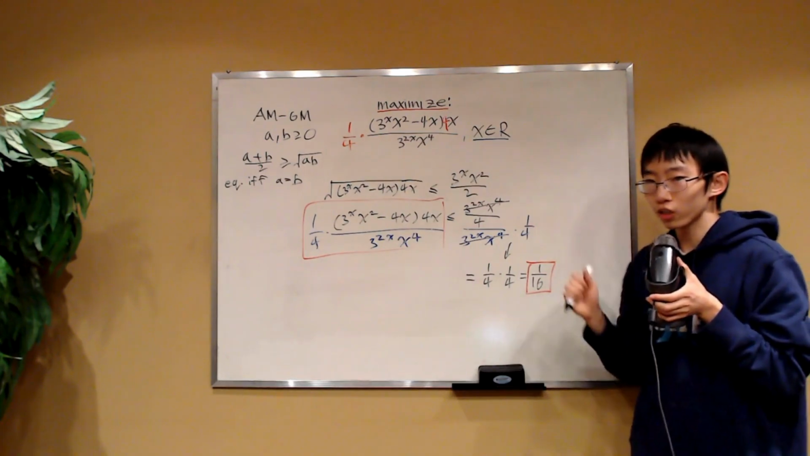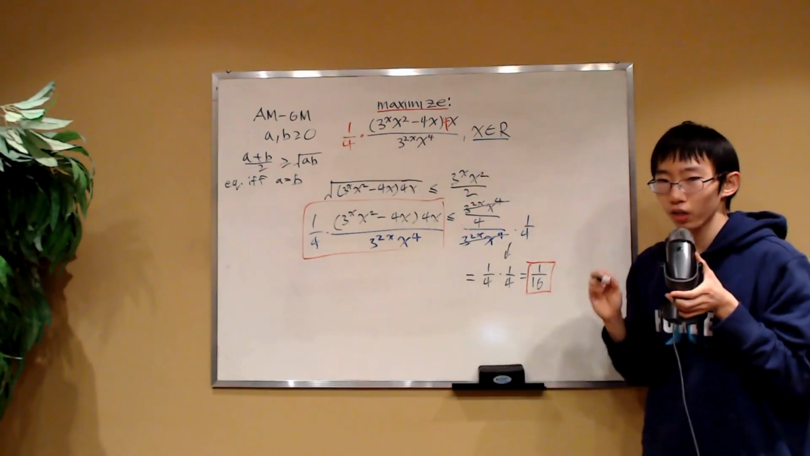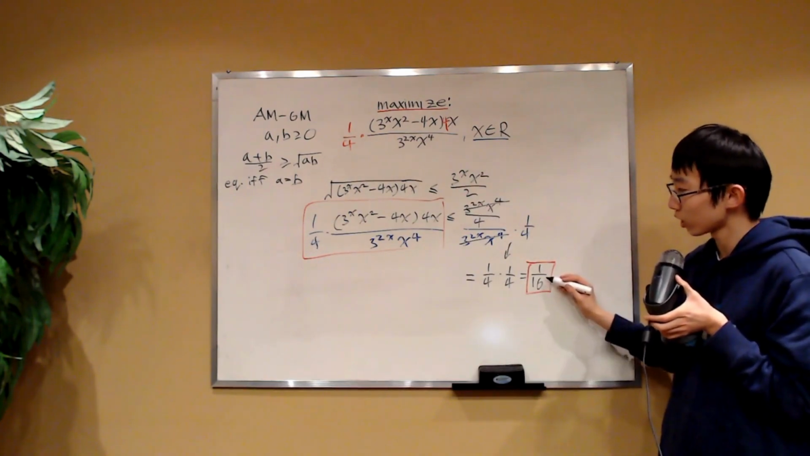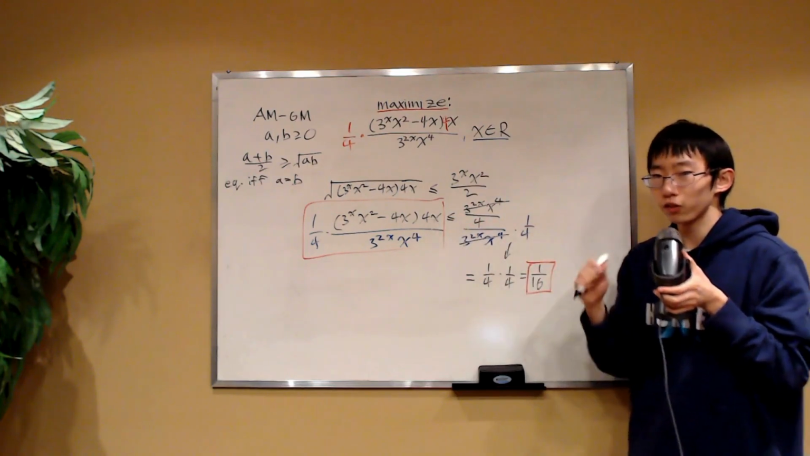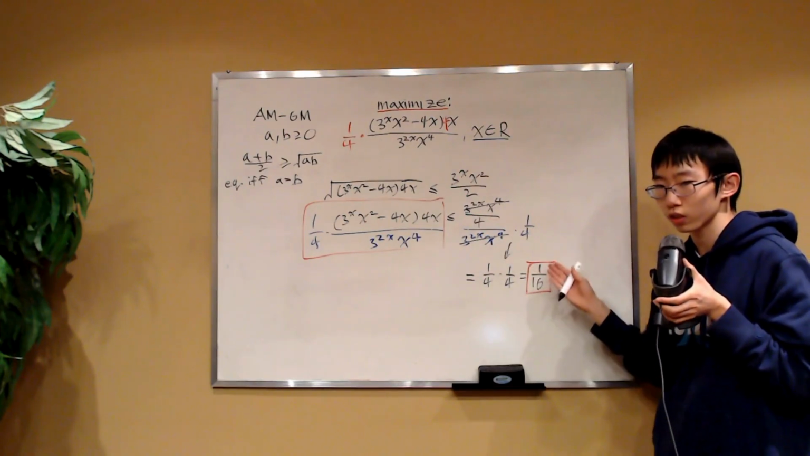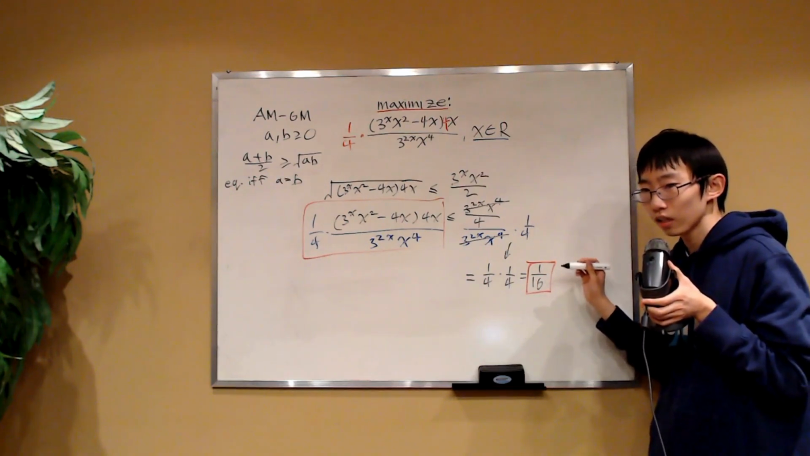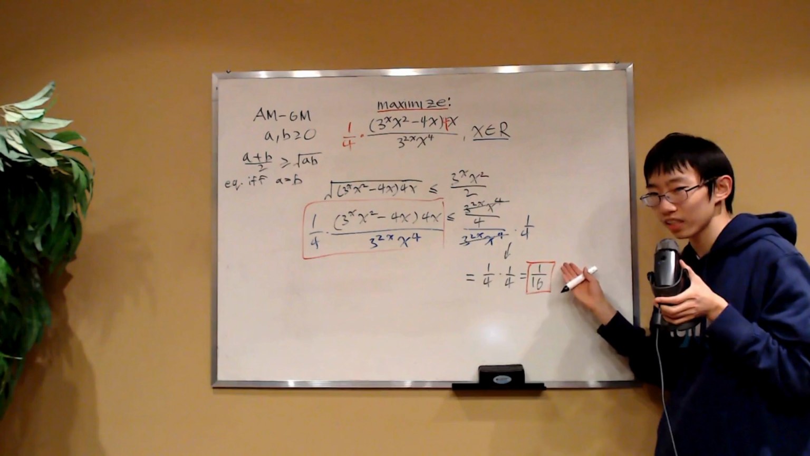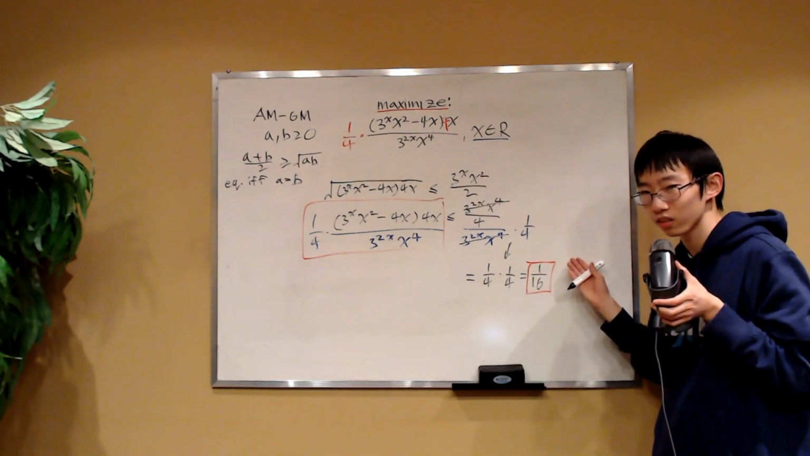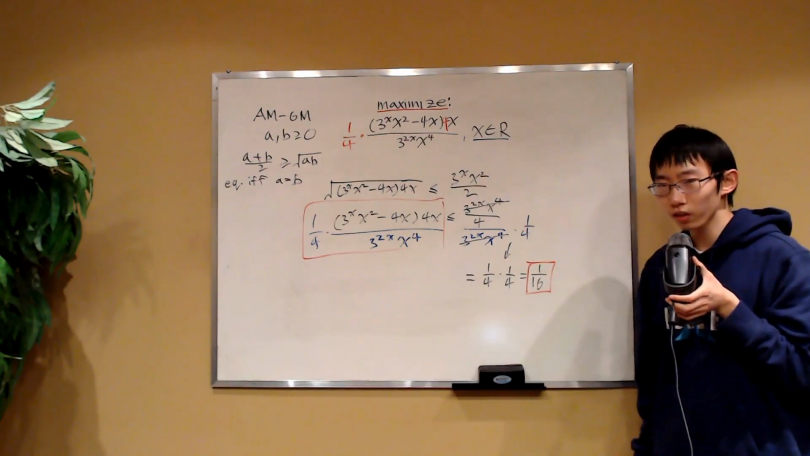Therefore, I want you to try to use this condition to show that it is indeed possible to reach 1 over 16 with this expression. If you do that, then you're done, because if it's smaller or equal to 1 over 16, and it's able to achieve 1 over 16, then obviously 1 over 16 is indeed the maximum value. So that's how you can do it. Try it for yourself.